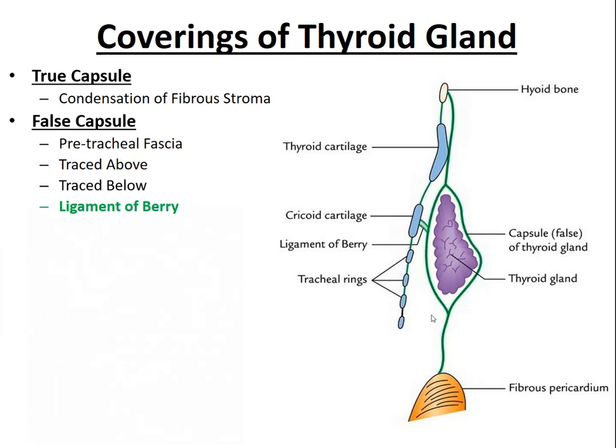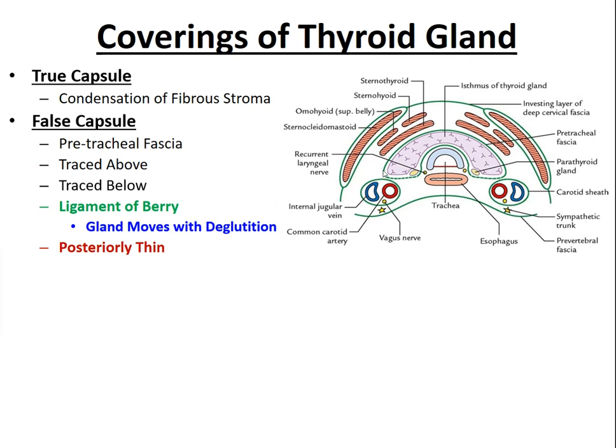In addition, posteriorly it is attached to the cricoid cartilage, and that thickened band is called the ligament of Berry. Due to this, it is attached to the larynx. This thyroid gland moves with deglutition. So when we swallow saliva or a bolus of food, the thyroid gland moves up and down.